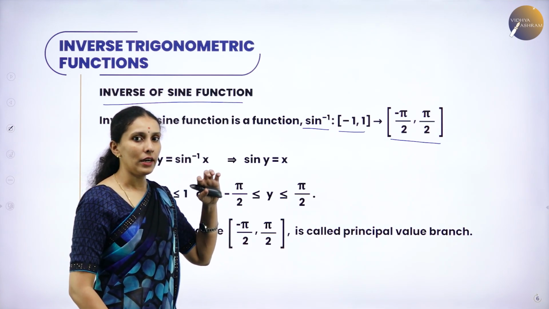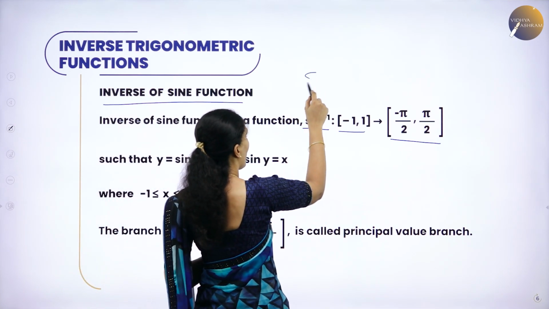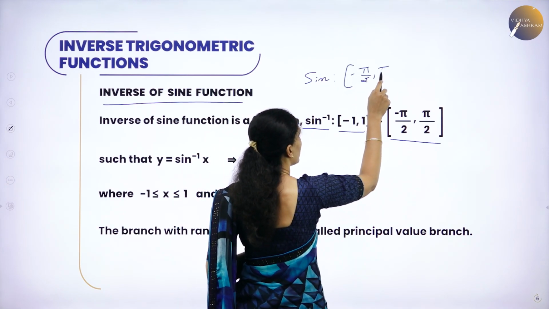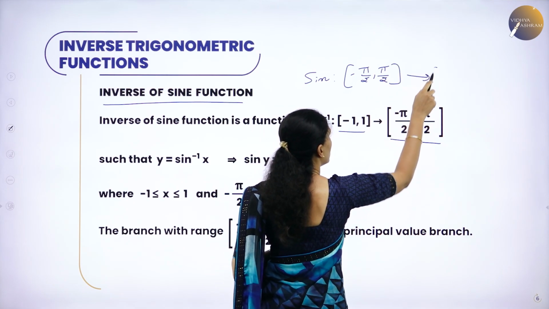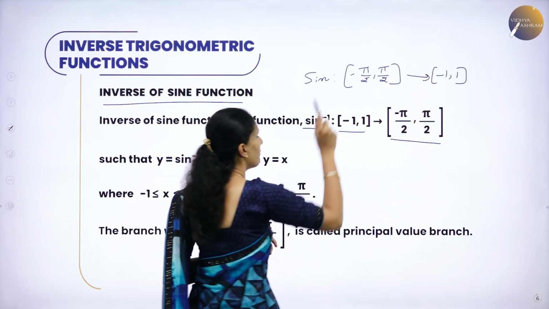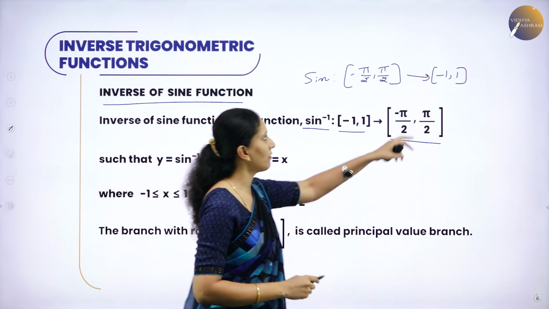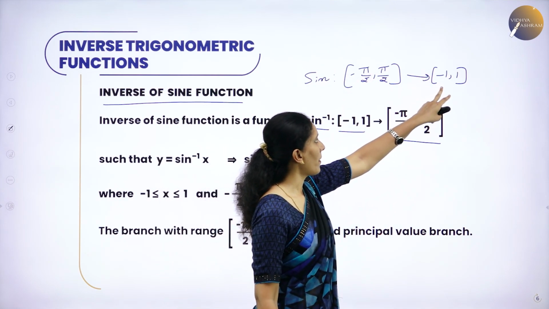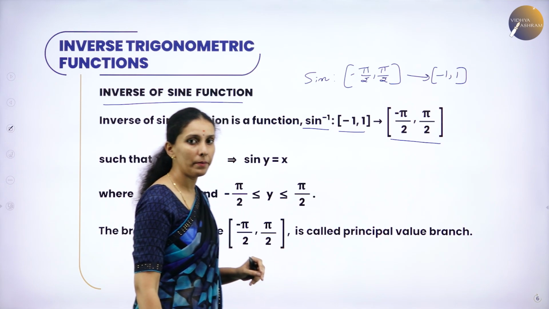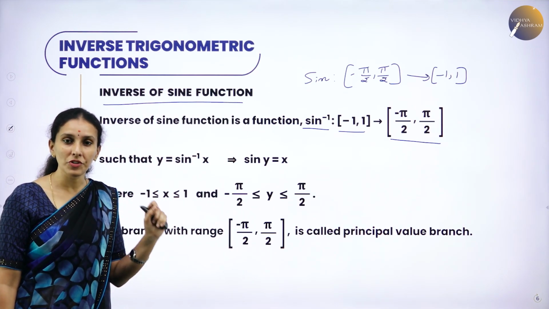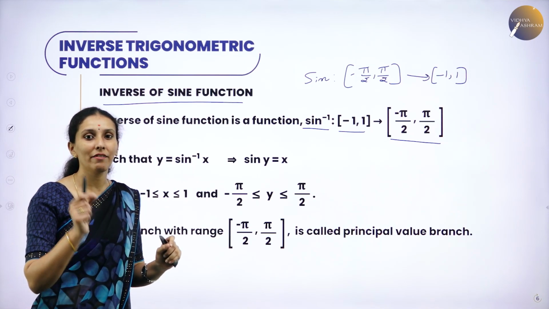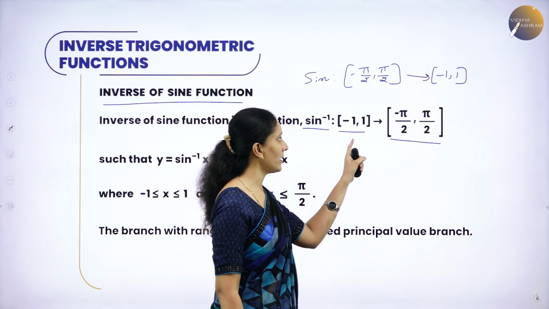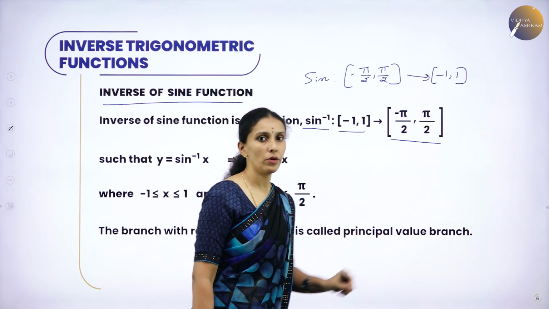Whenever the sine function has the domain from minus pi by 2 to pi by 2, for all the sine values from minus pi by 2 to pi by 2, you will have the values from minus 1 to 1. So the inverse of a function is vice versa. It is from minus 1, 1 to minus pi by 2, pi by 2. That means the inverse of all trigonometric functions gives only the values of angles. So therefore, we have the sine inverse function from minus 1, 1 to minus pi by 2, pi by 2.